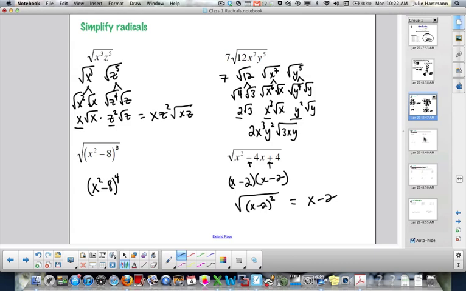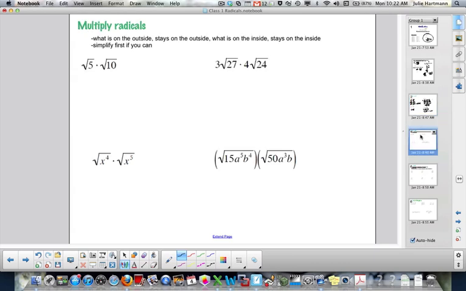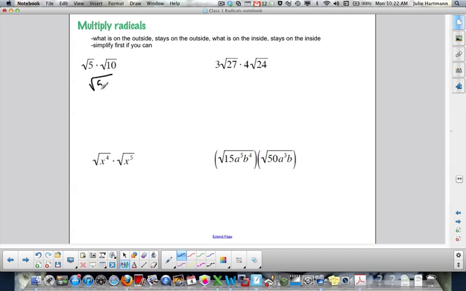Okay. Next, multiplying radicals. What's on the outside stays on the outside. What's on the inside stays on the inside. Simplify first if you can. Doesn't matter. You can multiply and then simplify. You can simplify first. It doesn't matter. You kind of decide what works best in each situation. So with this one, root 5 and root 10, yeah, you can multiply them. That'd be root 50. 25 times 2. So square root of 25 is 5, root 2.